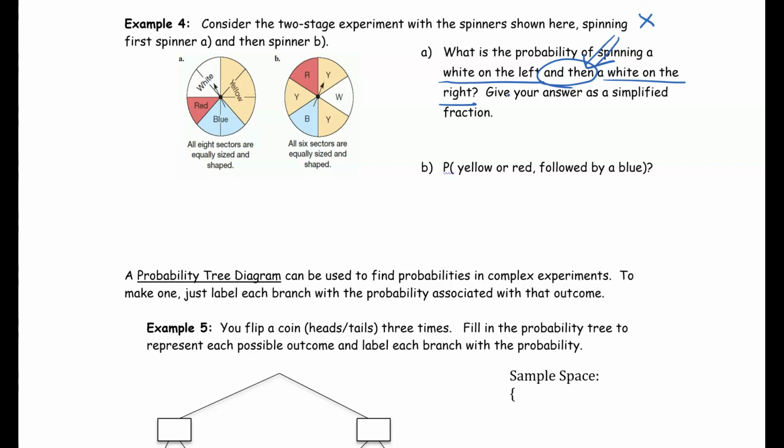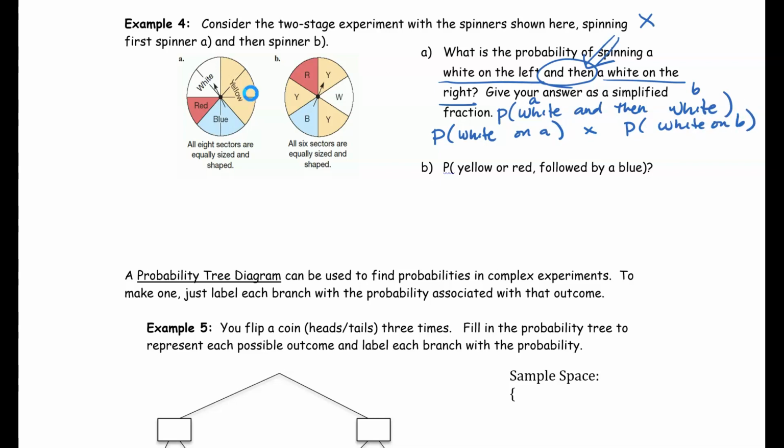So in general, we're finding the probability of white on spinner A and then another white on spinner B. So we're going to find first the probability of white on A and multiply that by the probability of white on B.